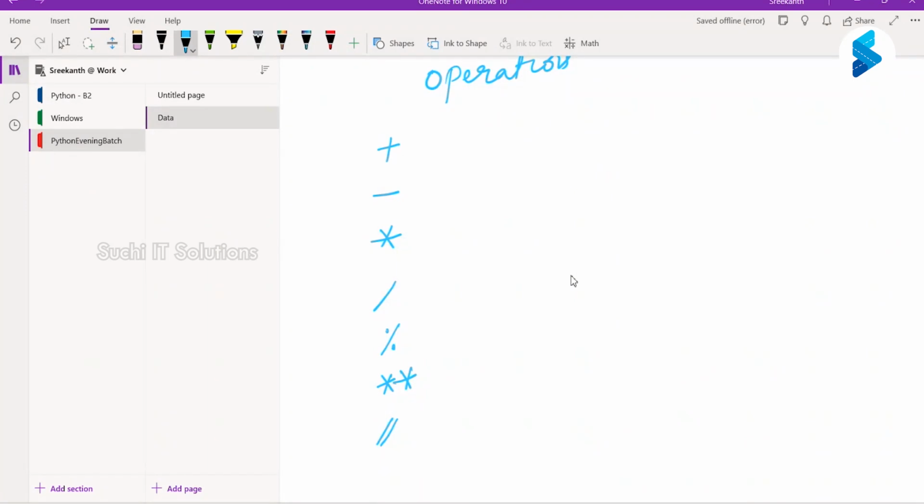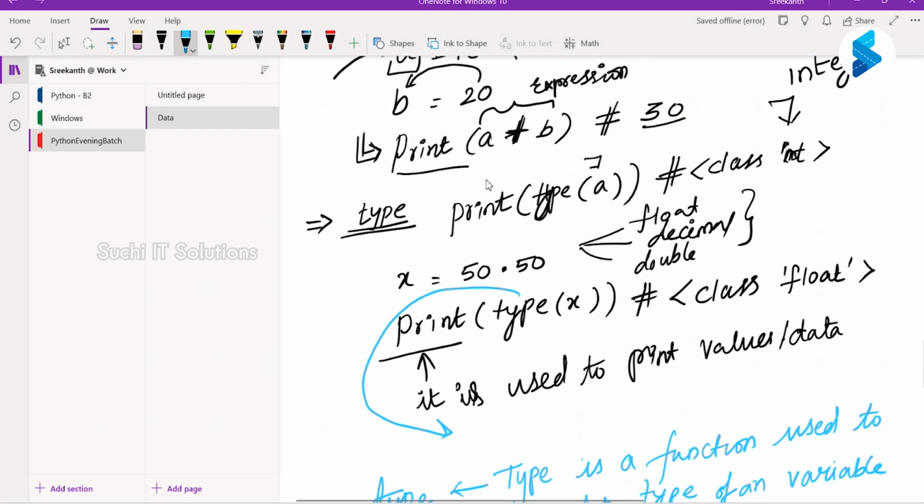One operator we have already seen, which is equal to. What operator is it called? Equal to is called which operator? Assignment operator. It is basically called the assignment operator.